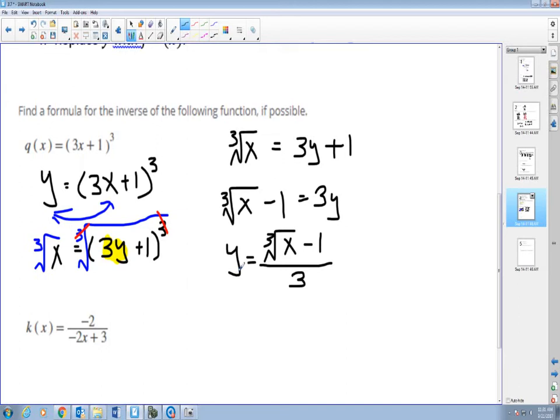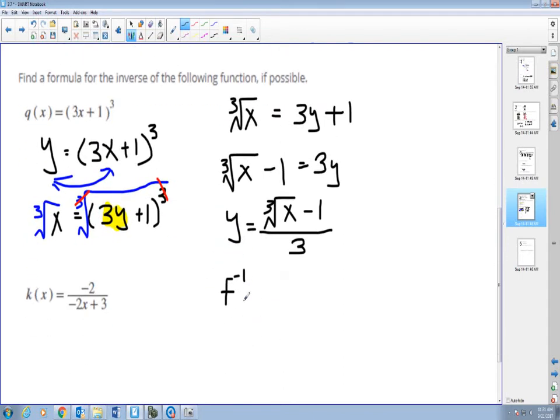I can write this differently. I can write 1/3 cube root of x minus 1/3. Last step, replace y with f inverse. So the inverse function of this original q of x, you know what, let me use the correct letter here. That would be q inverse of x, just the cube root of x minus 1, whole thing over 3. That will be my inverse function.